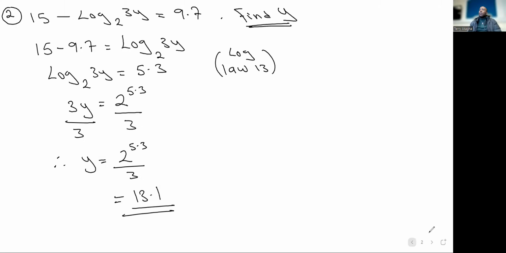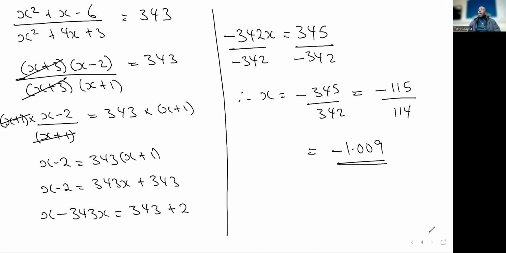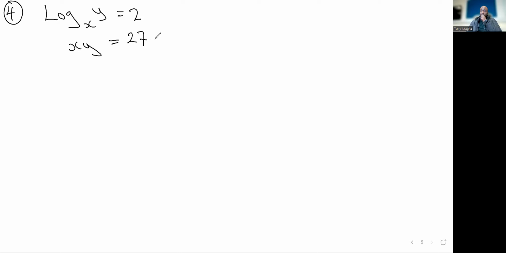All right, so now let's take it a step higher. We want to apply simultaneous equations. Logs can have simultaneous equations. So let's assume we have this: log of y to base x is equal to 2, and we have xy is equal to 27. Let's call this the first equation, and this the second equation here.